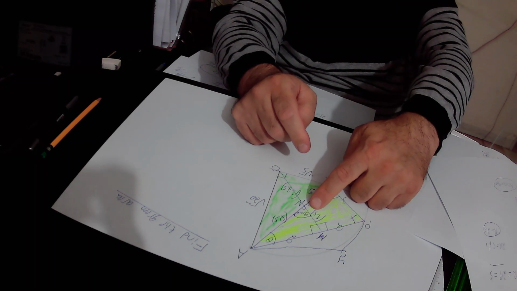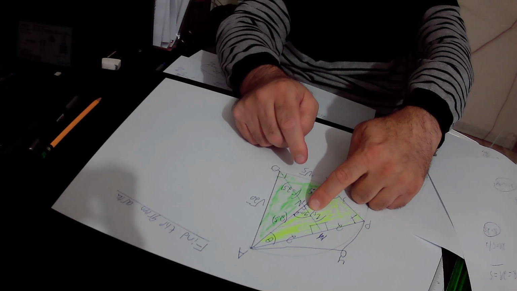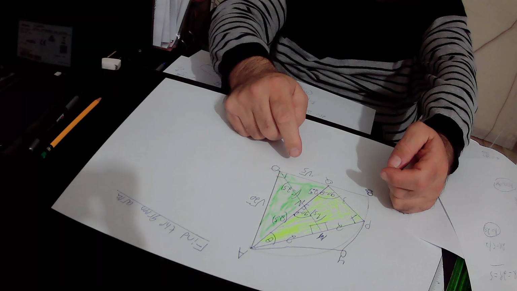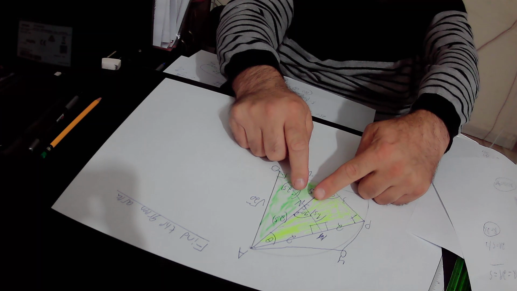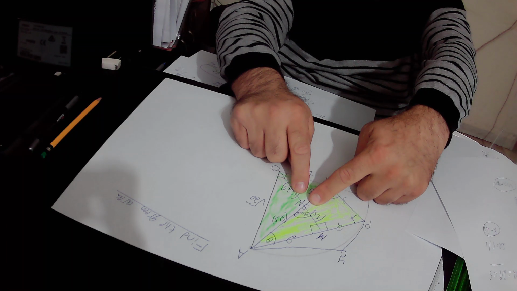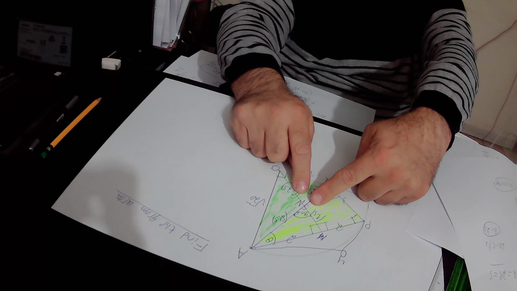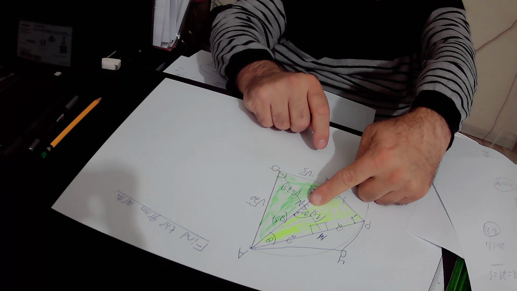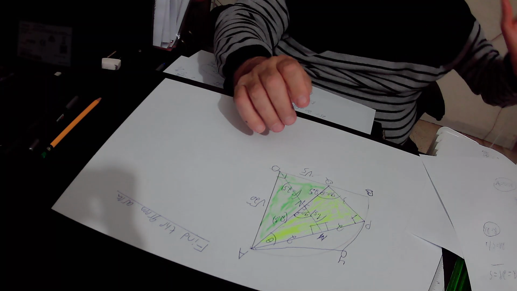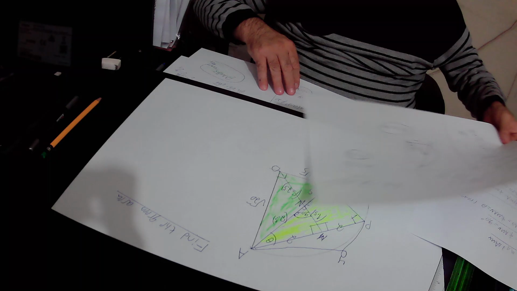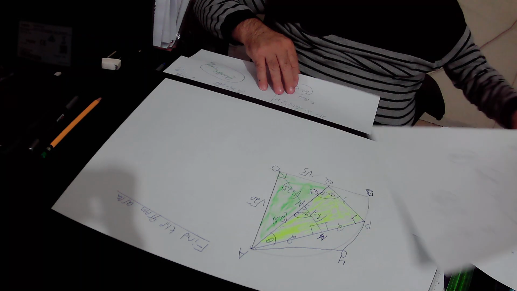So the touching point between the two radii must be the center of this circle that circumscribes triangle AOQ. Very simple. The touching point of the two radii must be the center of this circle, that is to say point N. Therefore, point N is the center of the circle.